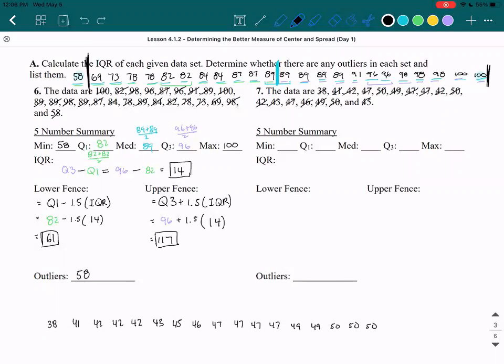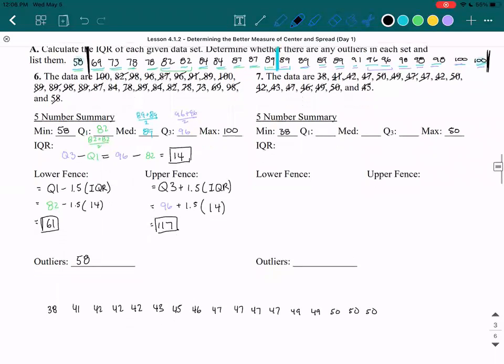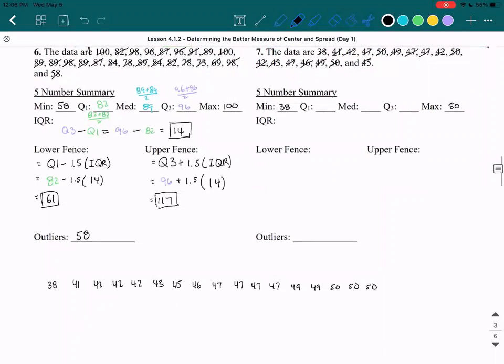Okay, so as you can see, I've listed all the numbers down here on the bottom. And so now let's calculate our 5-number summary. We have our minimum, which is 38, literally the smallest number. We have our maximum, which is 50, literally the biggest number. And then from here, we can calculate our median, and then our Q1, and then our Q3.